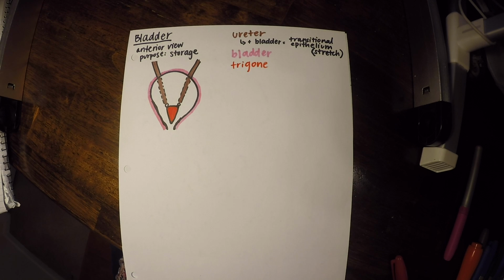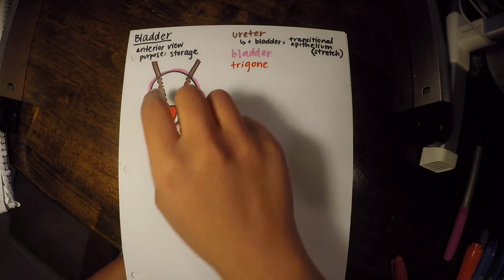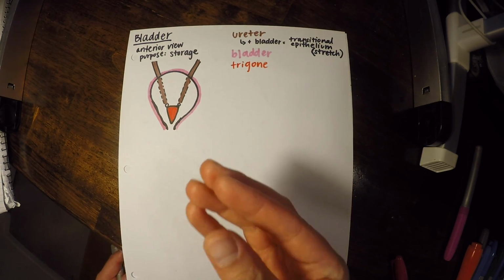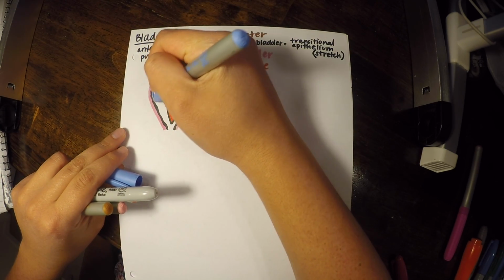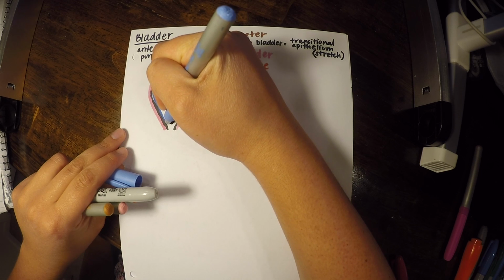Alrighty, so now that we covered the bladder itself and the trigone, one other thing is that the bladder is composed of a muscle all around it. So it's like this wall of muscle that encompasses the bladder, and that is called our detrusor muscle. So I'm going to draw that in blue here.